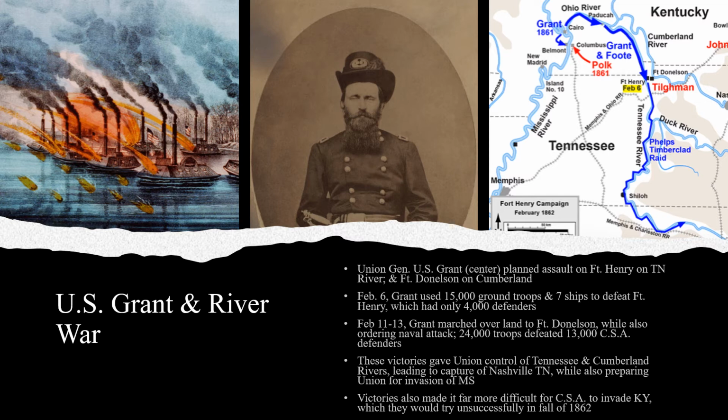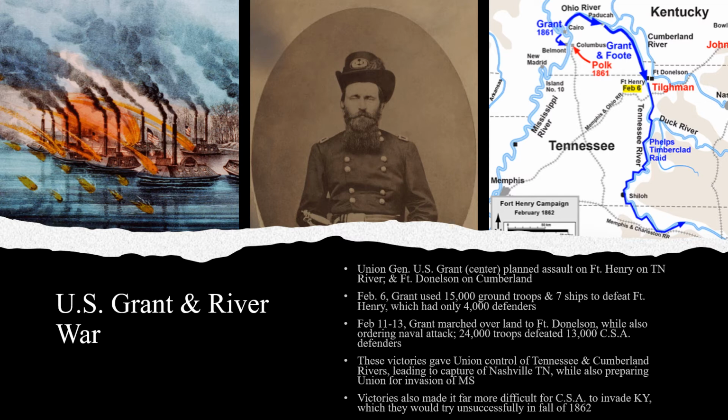Controlling the Tennessee River would open a water advance to Corinth, Mississippi, an important Confederate rail hub. The Cumberland River flowed past Nashville, the capital of Tennessee, a state which had a large Unionist contingent. Using overwhelming ground troops and naval force, Grant captured Fort Henry on February 6th. Grant, with his 15,000 troops and 7 ships, made a multi-pronged land and naval assault on Fort Henry, reducing and capturing the redoubt with its 4,000 defenders. Grant lost 40 casualties to the Confederates' 79.